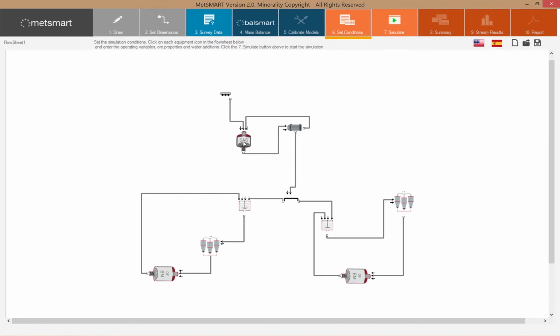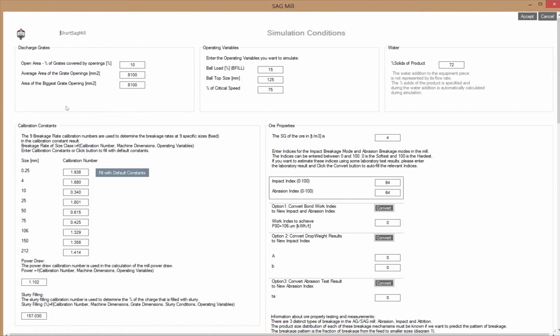If we have a quick look at the SAG mill here, when we do a simulation, we can change certain conditions around the SAG mill. For example, we can change the discharge grades at the end of the mill, the operating variables, the water addition, information about the ore properties, as well as the calibration constants. These calibration constants are the result of the previous calibration process.